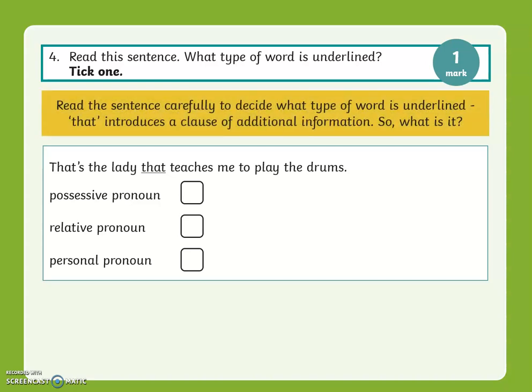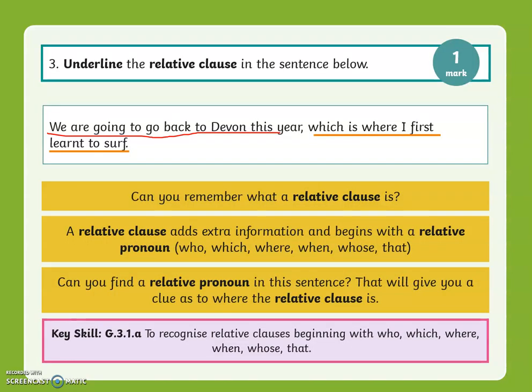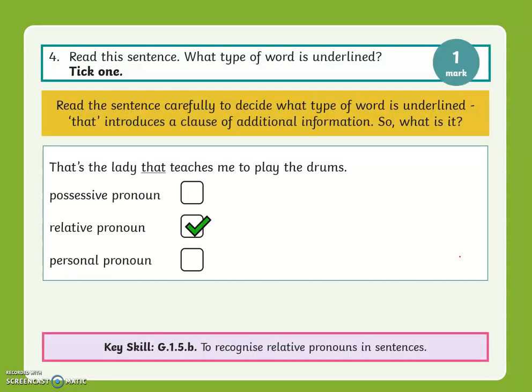Right, so read the sentence carefully to decide what type of word is underlined. That introduces a clause that is a clause of additional information. So what is it? It is a relative pronoun, isn't it? So we're thinking back to this one, aren't we? We're looking for relative pronouns, and we can see here that that is a relative pronoun, isn't it? So again, that's linking to the last year 5 skill that we just looked at, and it's thinking about recognising relative pronouns in sentences.